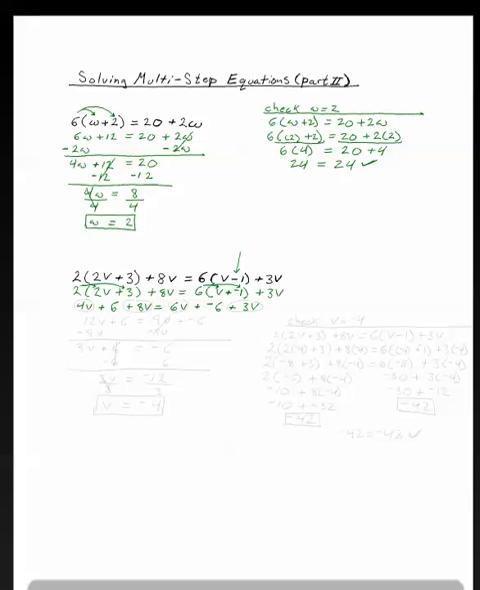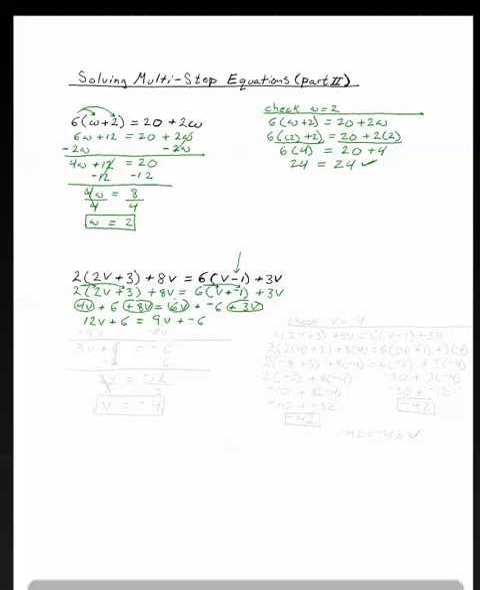After we've done our distribution, we combine like terms if they're on the same side of the equation. On the left-hand side, we've got a 4v plus 8v, which gives us 12v, plus 6, equals. On the right-hand side, we have a 6v plus 3v. Well, 6v plus 3v is 9v plus negative 6. Alright, so we've combined our like terms.